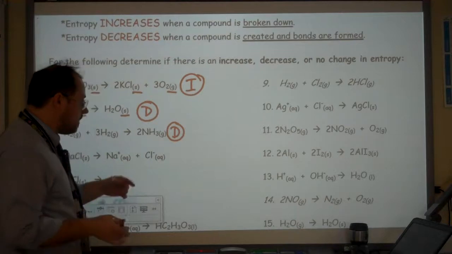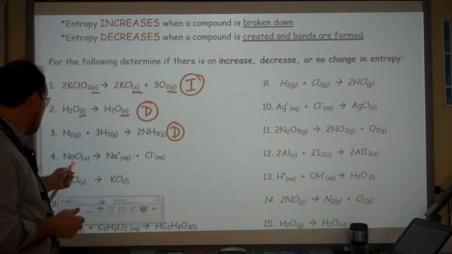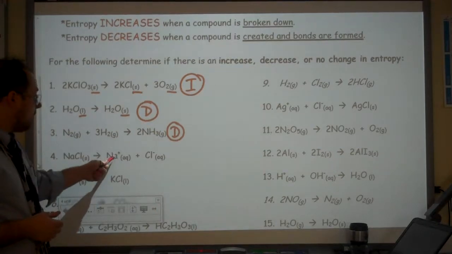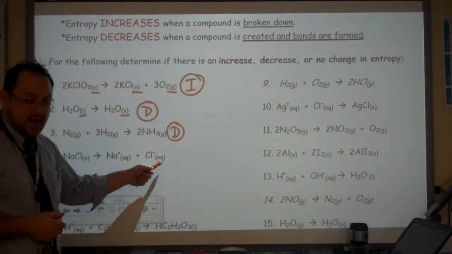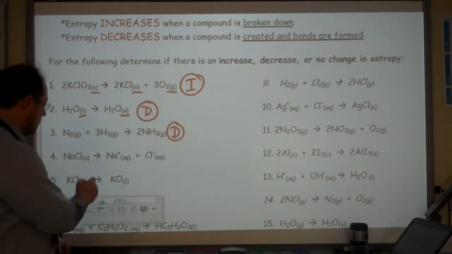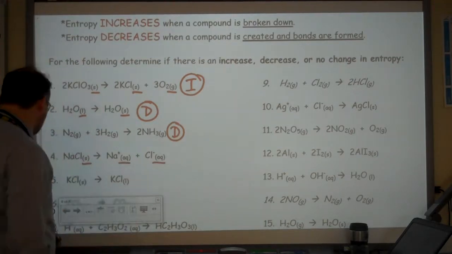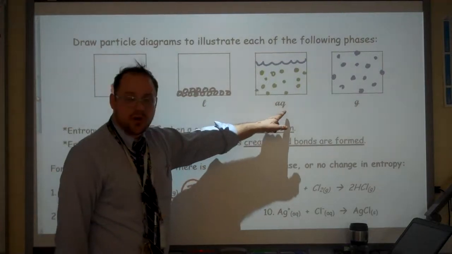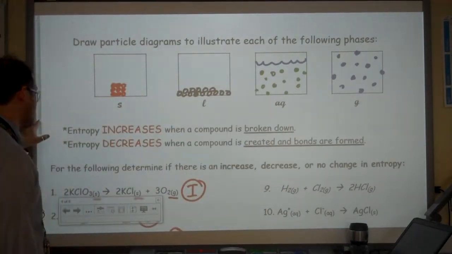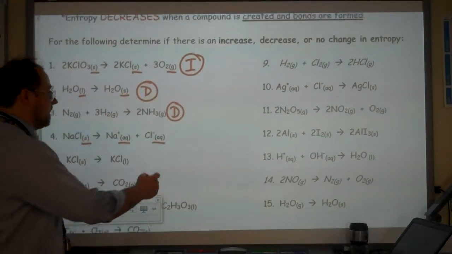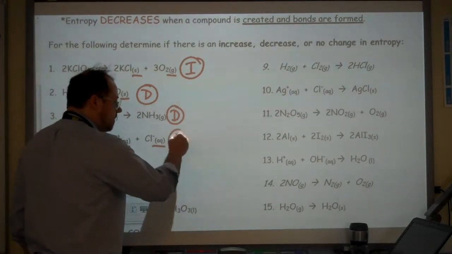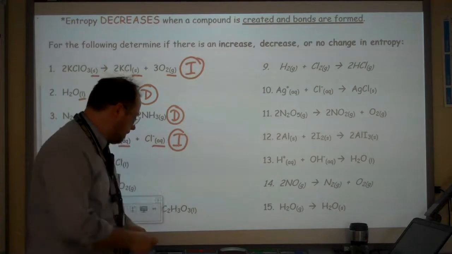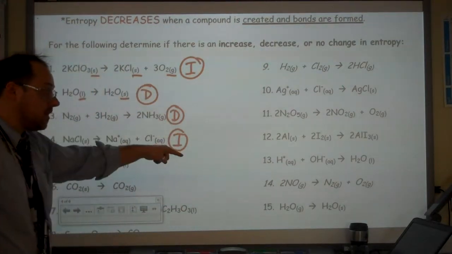Okay? One more and then you're on your own for the rest of them. Sodium chloride salt, solid, becoming sodium aqueous and chlorine aqueous. Solid versus aqueous. Just look up at the chart here. Solids are super ordered. Aqueous are almost crazy random and disordered. So entropy is increasing for this scenario because those particles are getting more spread apart, more crazy, more random, more disordered.